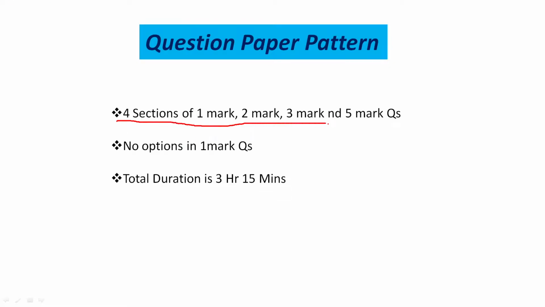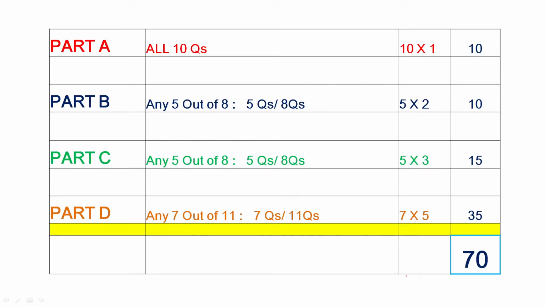So you will have 4 sections: 1 mark is one section, 2 marks one section, 3 marks one section, 5 marks questions one section. And you will not have any options in 1 mark questions. You have to answer all the 1 mark questions. And total duration for this is 3 hours 15 minutes, as you all know. So this 3 hours 15 minutes you have to manage in writing whatever is required. So you will have it for 70 marks, right? If you get 70 out of 70, that's a very good mark.